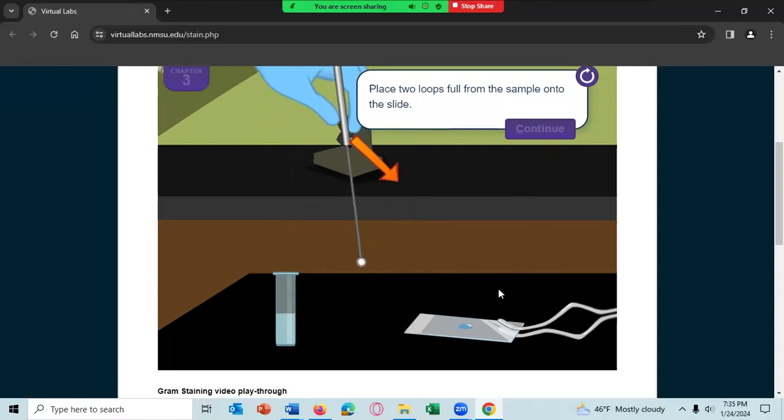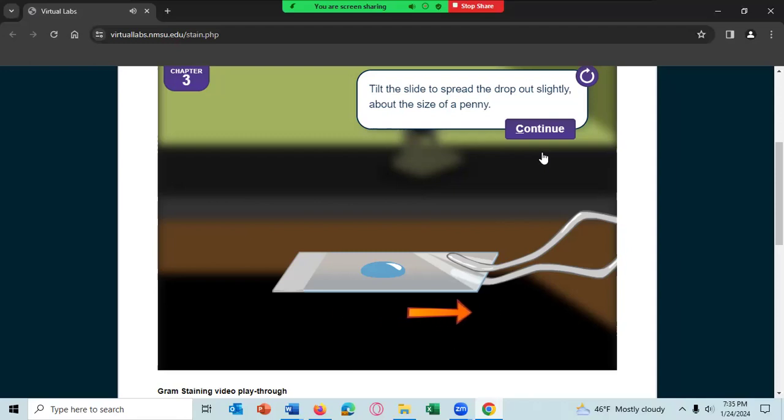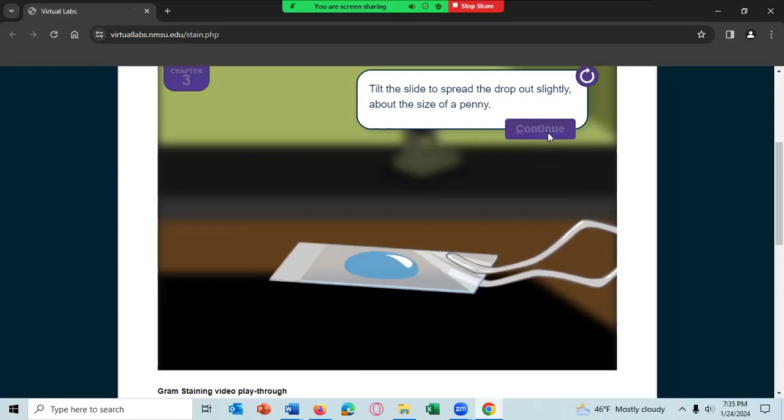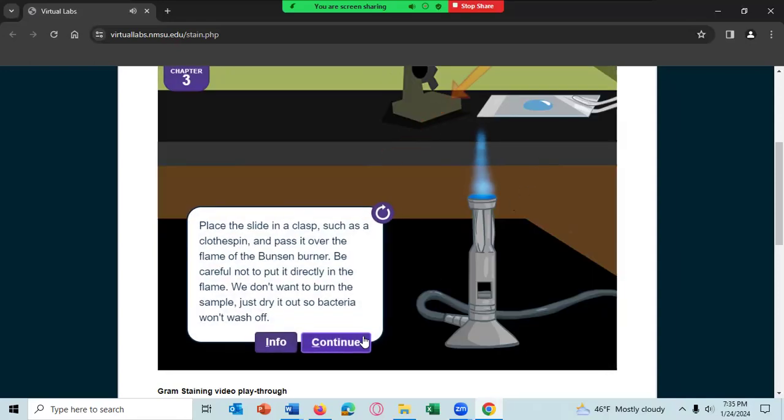This is making the bacterial smear. Tilt the slide to spread the drop out slightly, about the size of a penny. Now we'll heat fix the slide. Place the slide in a clasp, such as a clothespin, and pass it over the flame of the Bunsen burner.